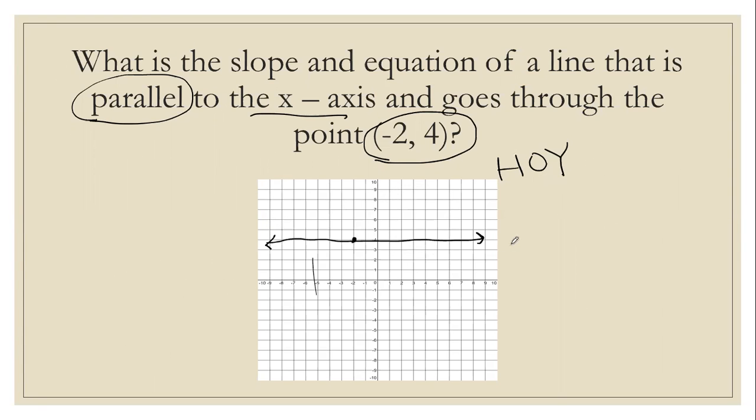And awesome, some people are already writing the answers to me in the chat. Hoy, this tells me it's horizontal with a slope of 0. It's a y equals equation, so the y value in this ordered pair is 4. Therefore, it'll be y equals 4. That's the equation to this line.